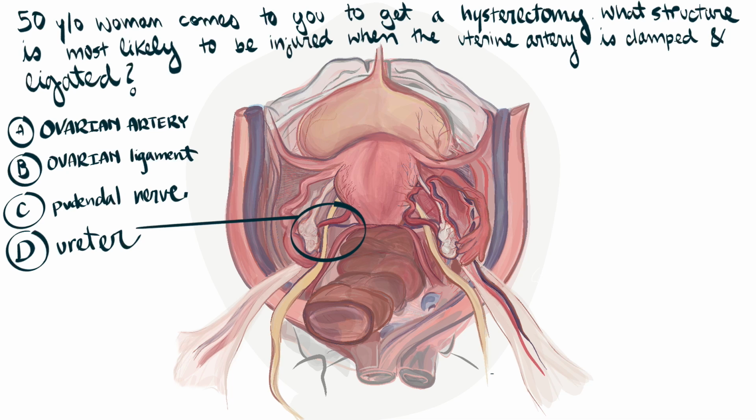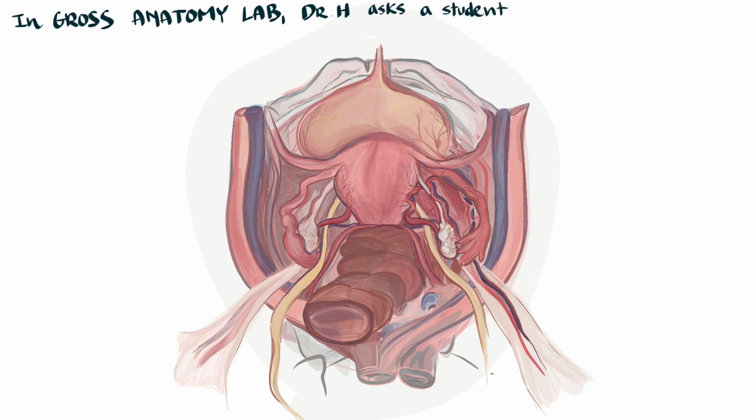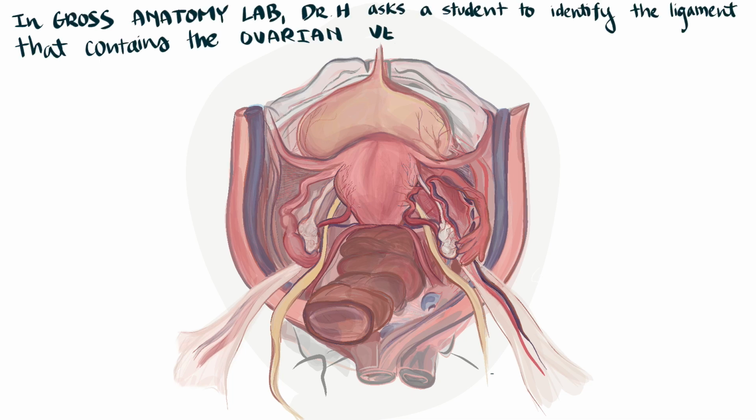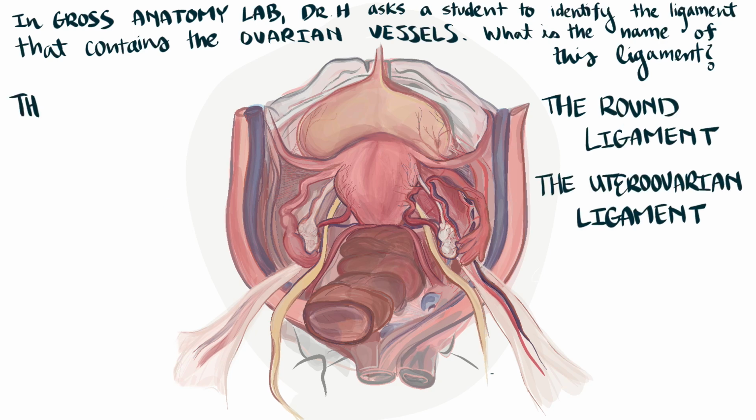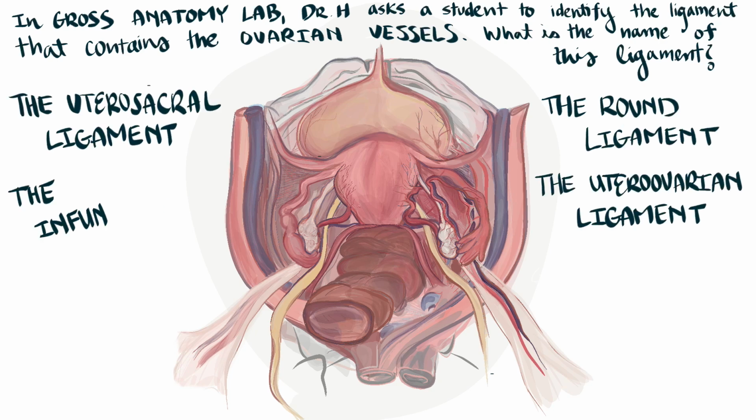Another question. So you're in gross anatomy lab, and Dr. H asks a student to identify the ligament that contains the ovarian vessels. What's the name of this ligament? Your options are the round ligament, the uteroovarian ligament, the uterosacral ligament, or the infundibulopelvic ligament. And the infundibulopelvic ligament is also known as the suspensory ligament.